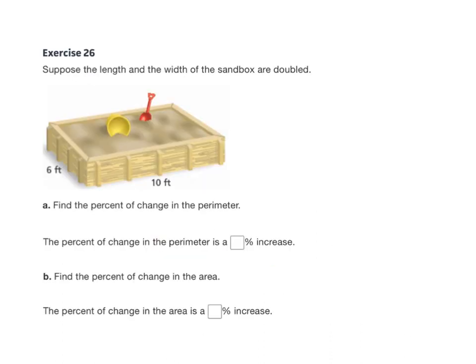Okay, this next problem is a homework problem from section 6.5. Number 26 says, suppose the length and width of the sandbox are doubled. Find the percent change in the perimeter, and then find the percent change in the area. So let's do the perimeter first. The perimeter as of right now, the original perimeter, I might add, so original.